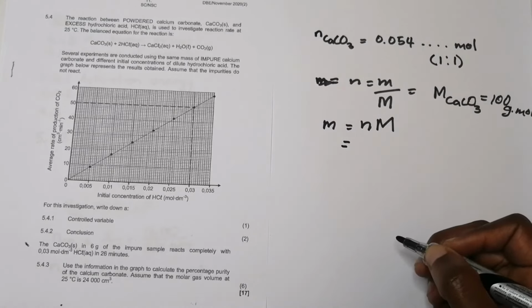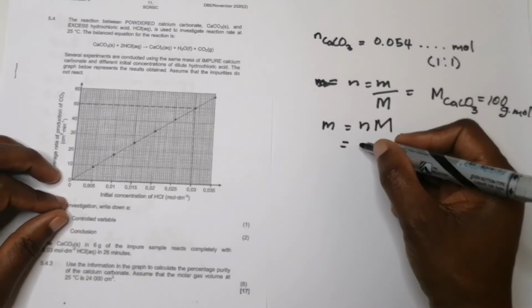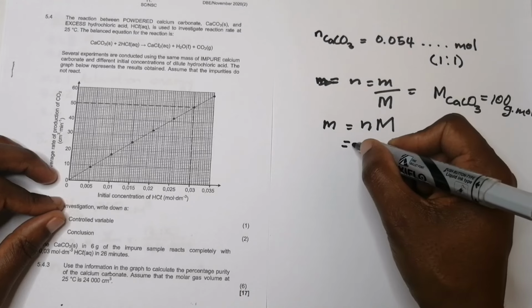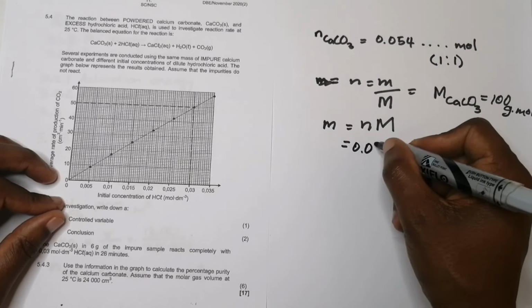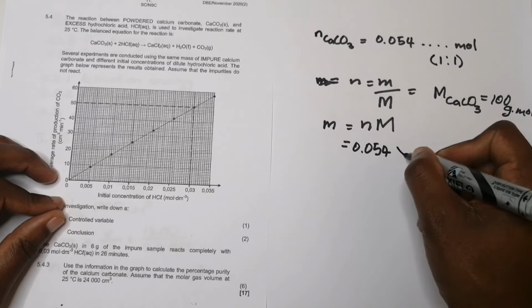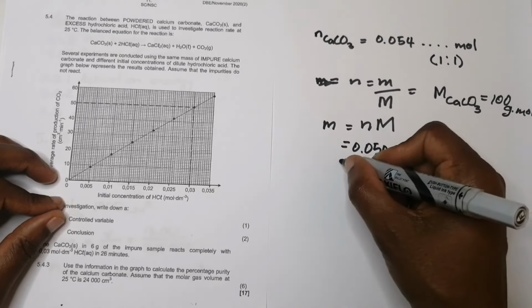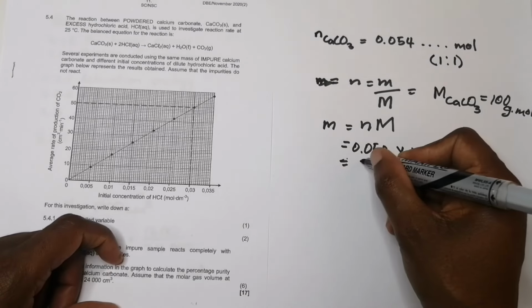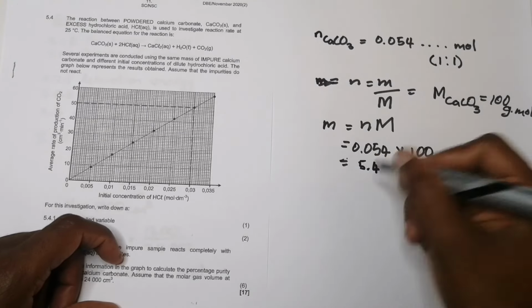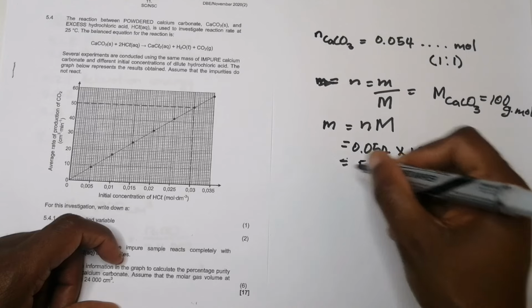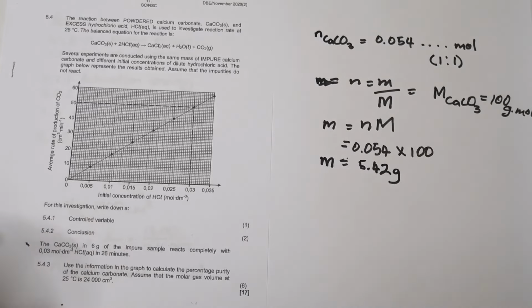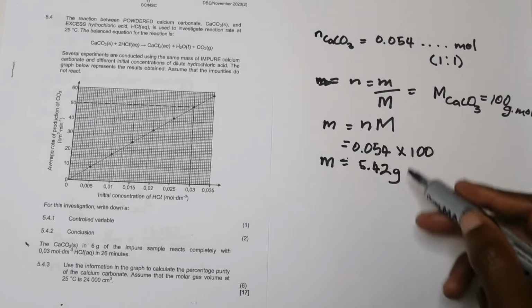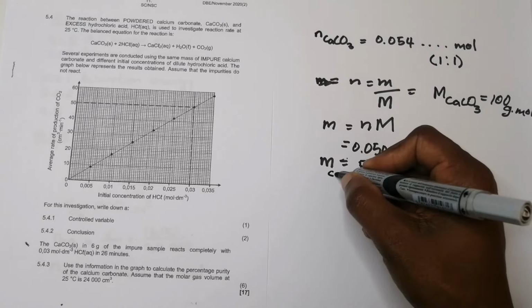I hope I'm not going too fast, but as I said, we've covered this before. So this is going to be the number of moles, 0.054, multiplied by 100. I'm just going to take it as it is, just to avoid the rounding off. So multiplied by 100, and I get a mass of 5.42 grams. So it means of the 6 grams that was given, only 5.42 grams were actually pure calcium carbonate.